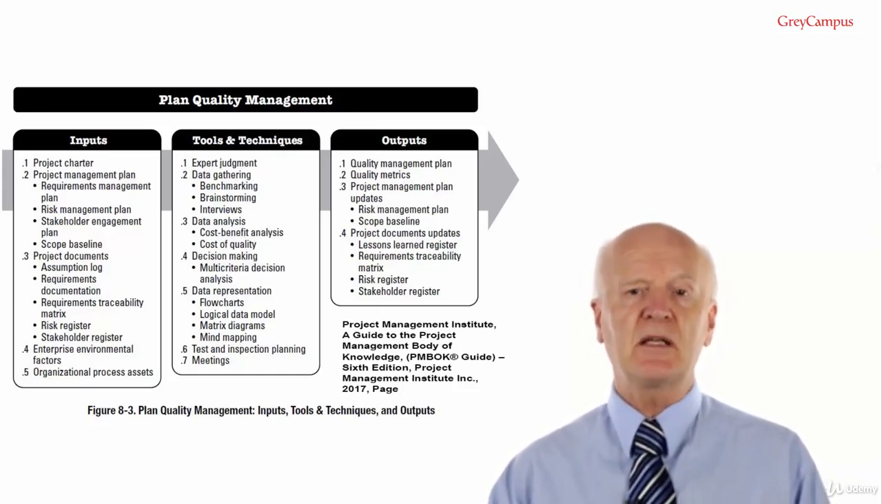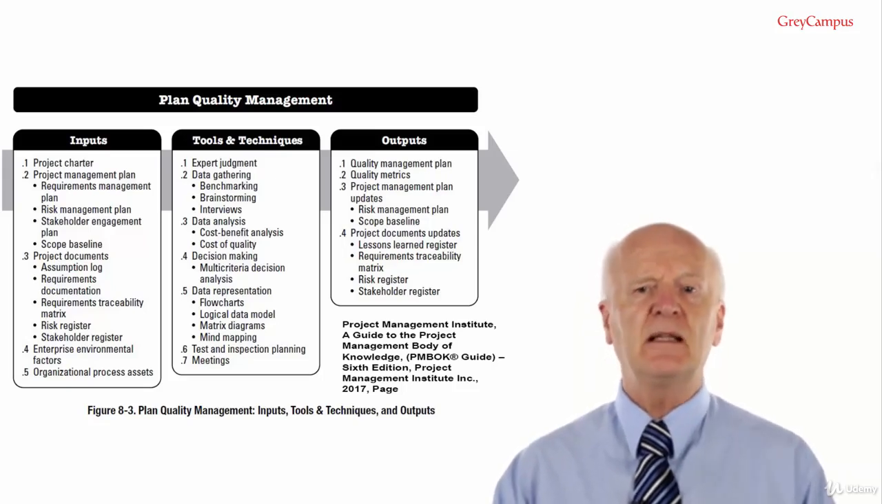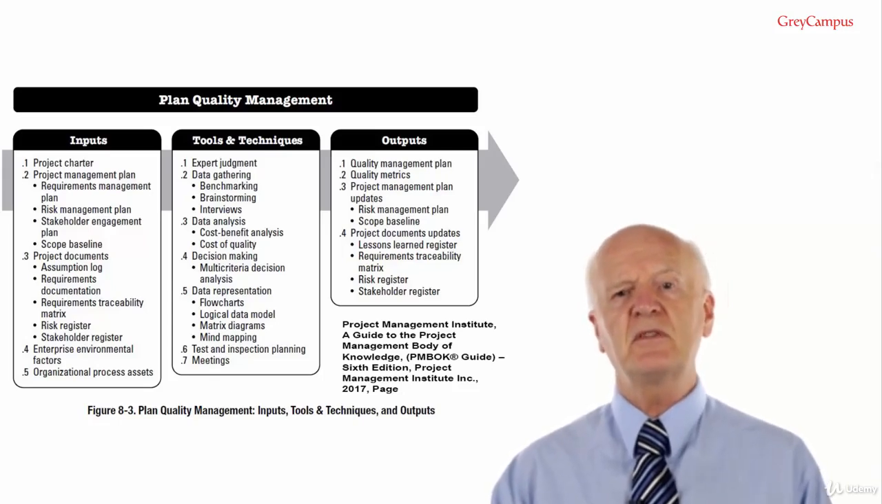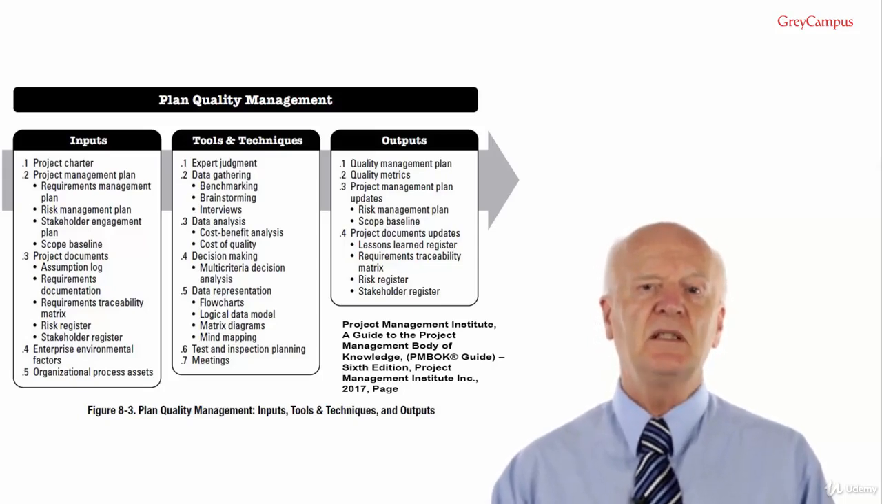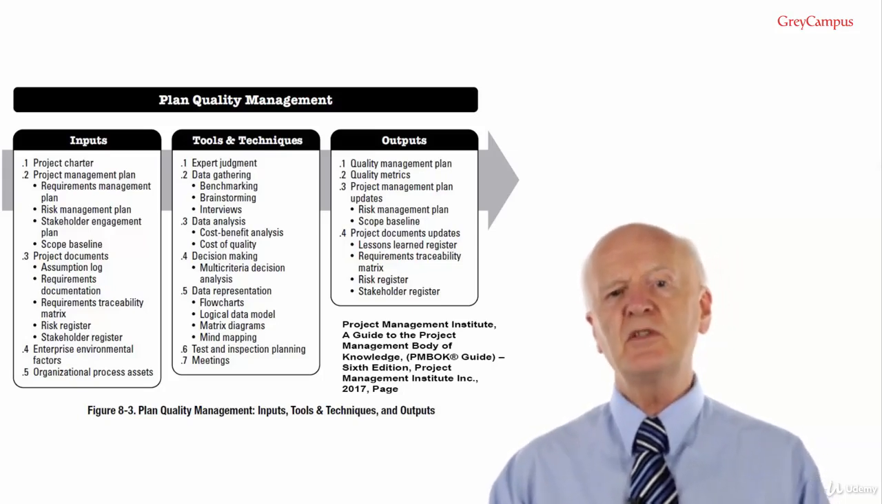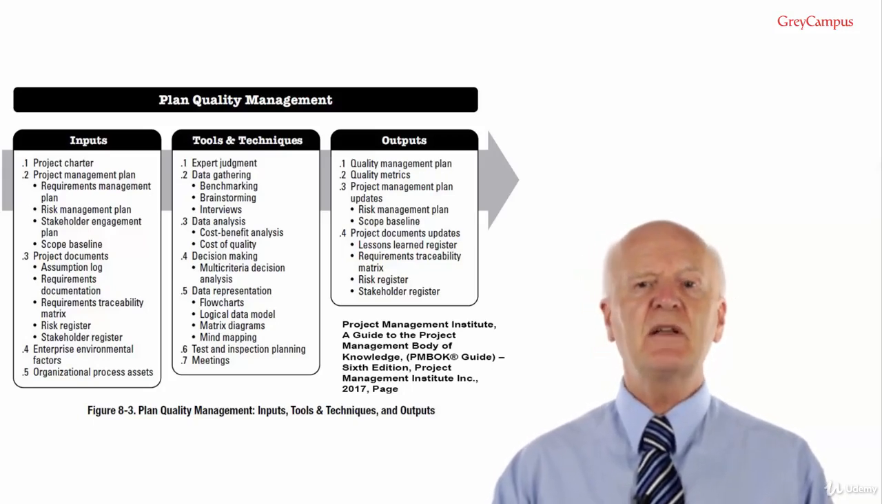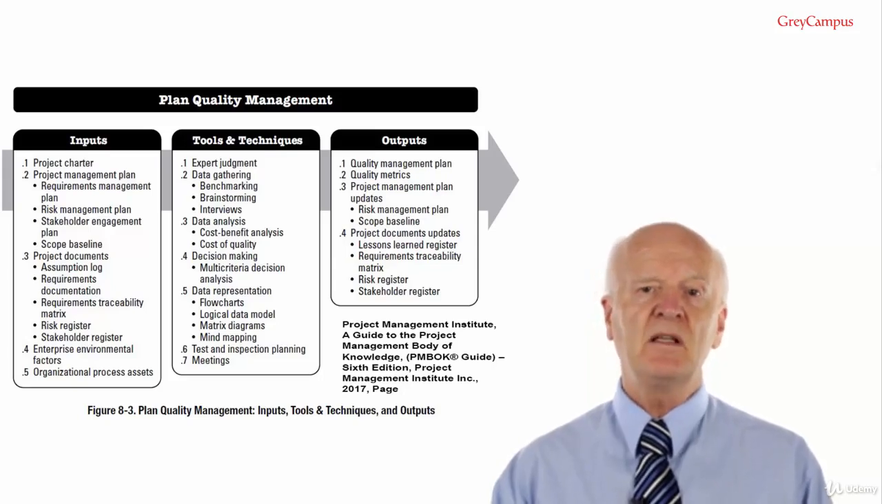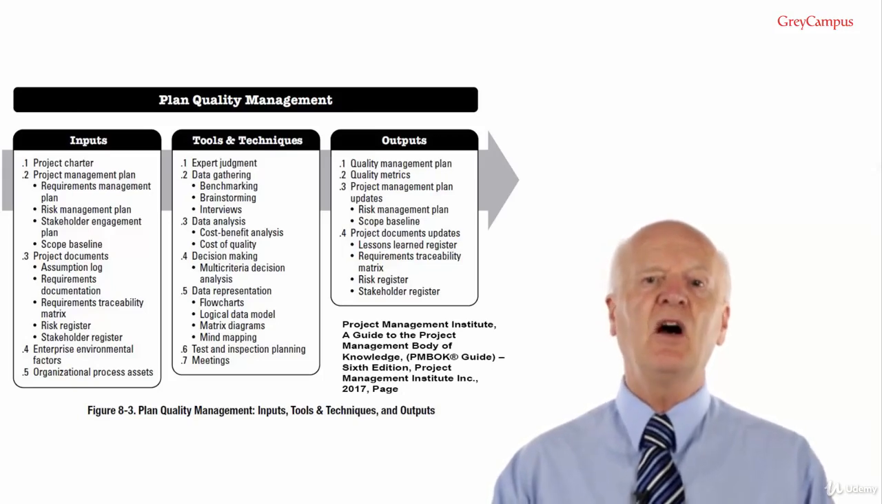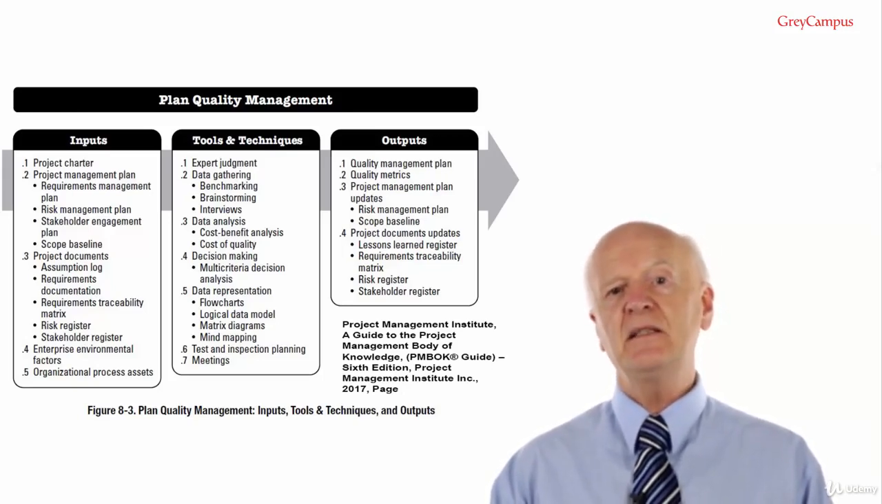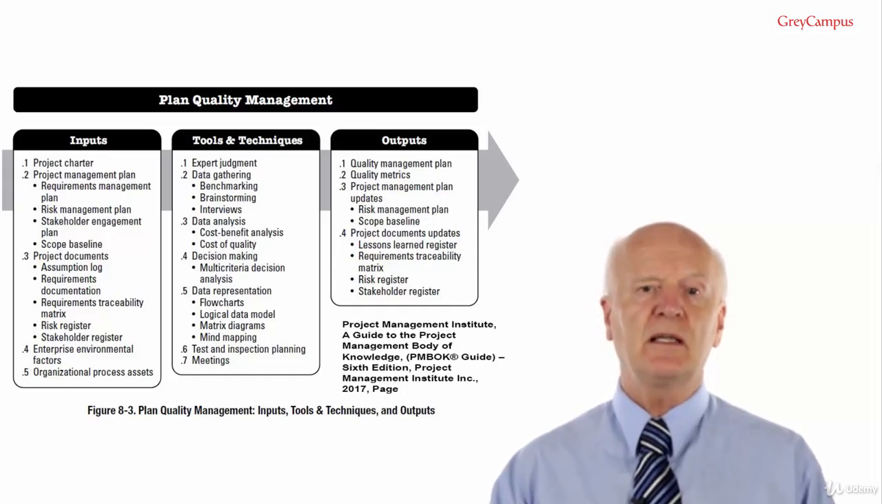Input number 3, project documents. And here we're looking at the assumption log. This holds details of all the assumptions and constraints regarding quality requirements and standard compliance. Assumptions are what you believe to be true concerning the project, and constraints are factors which limit your ability to manage the project. You don't have to prove them, but you need to be able to explain how they were arrived at, and you need to review them now and then.